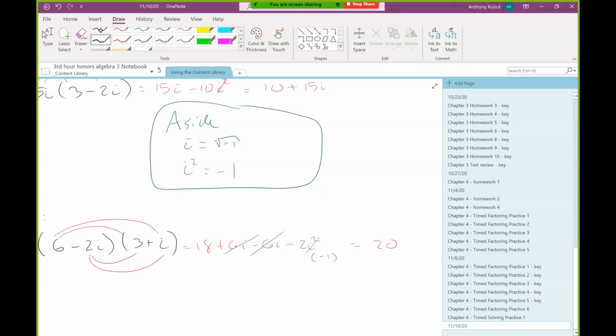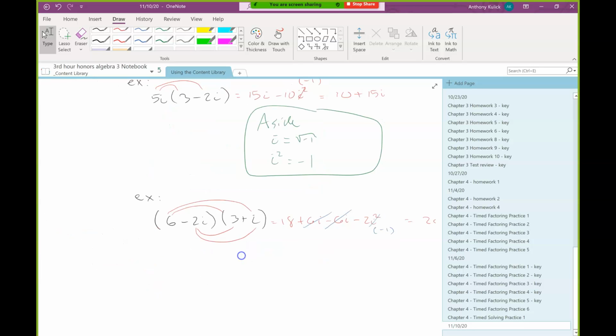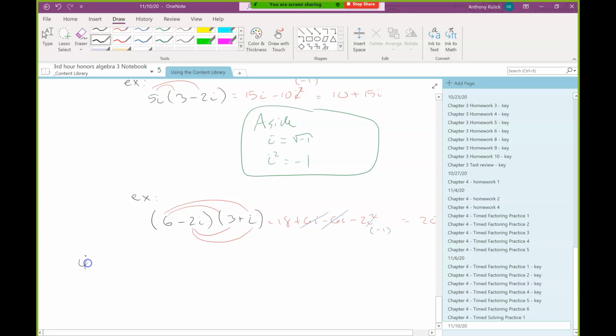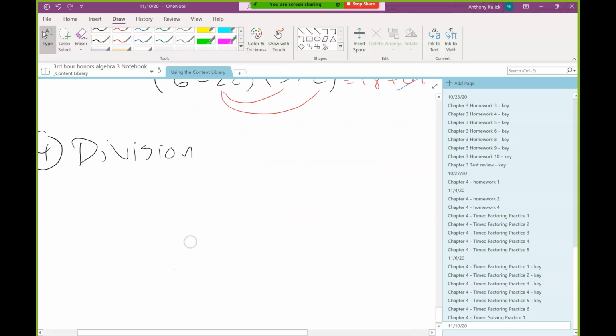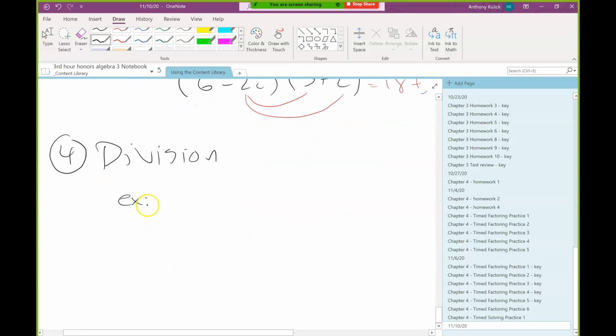Okay. Division now, right? Well, we've seen the easiest situation. How do I do 3 plus 2i divided by 4? Yeah, you just write it as two separate fractions. And now you could reduce the 2. But that's not a big deal, right?